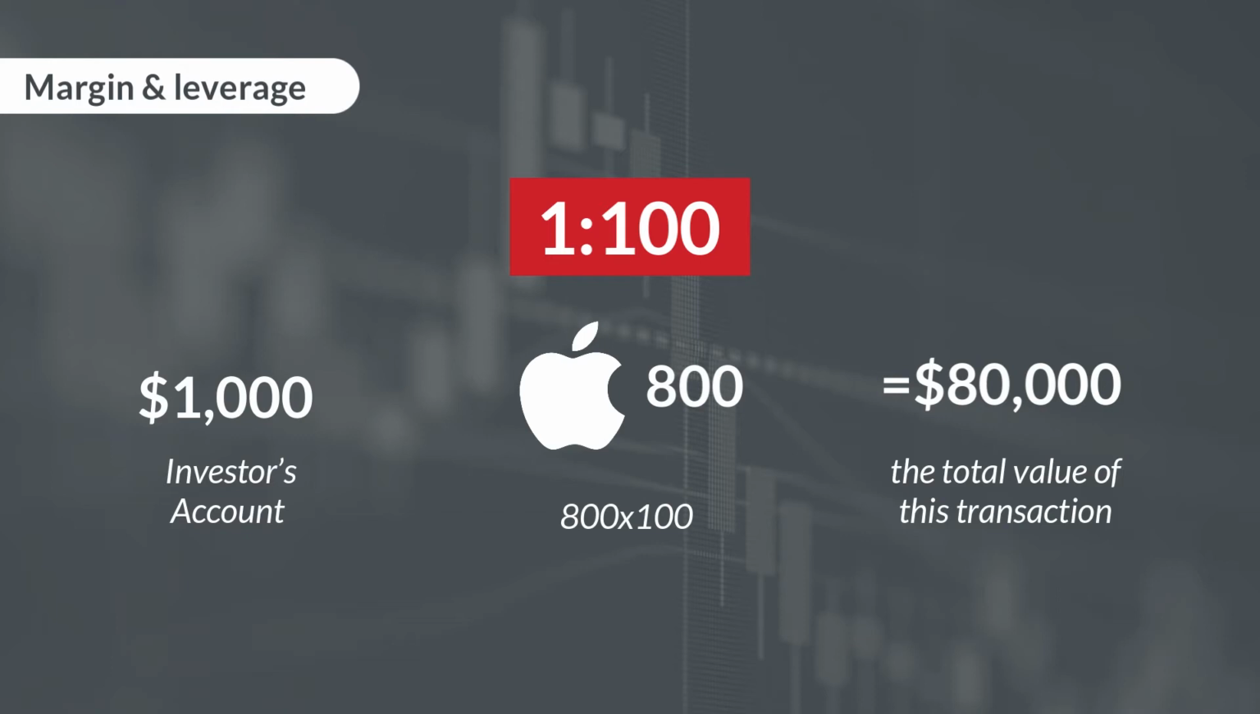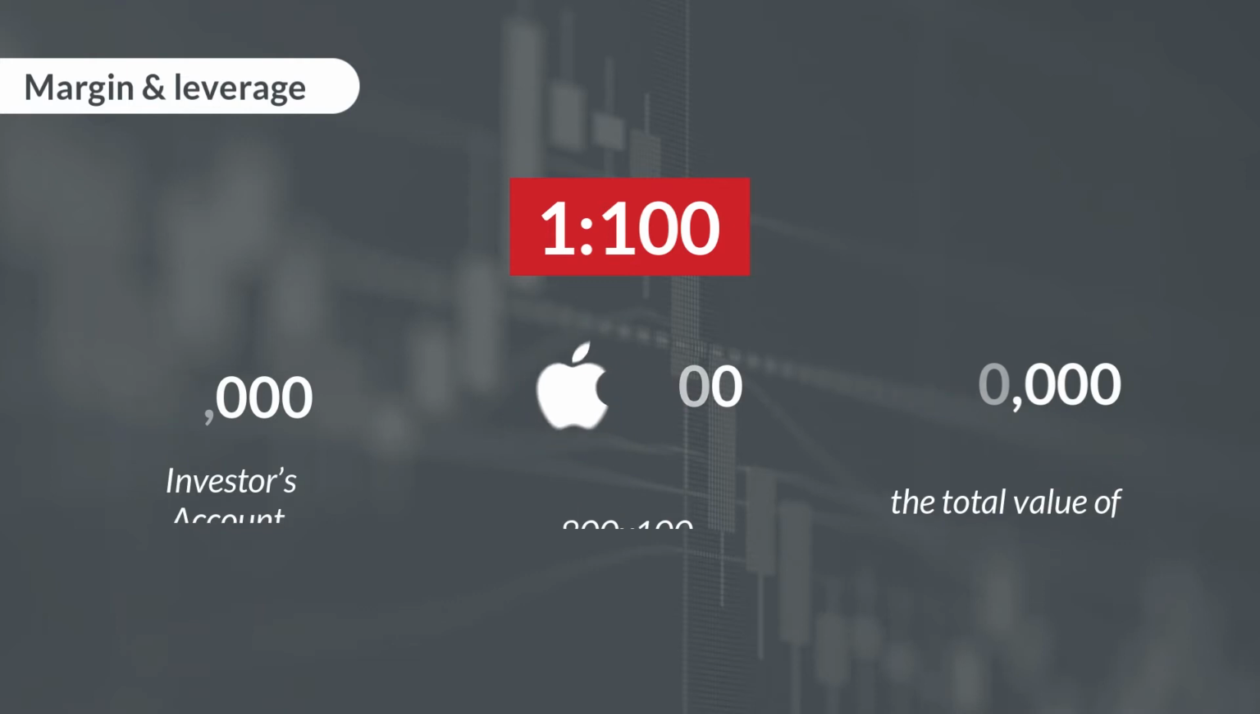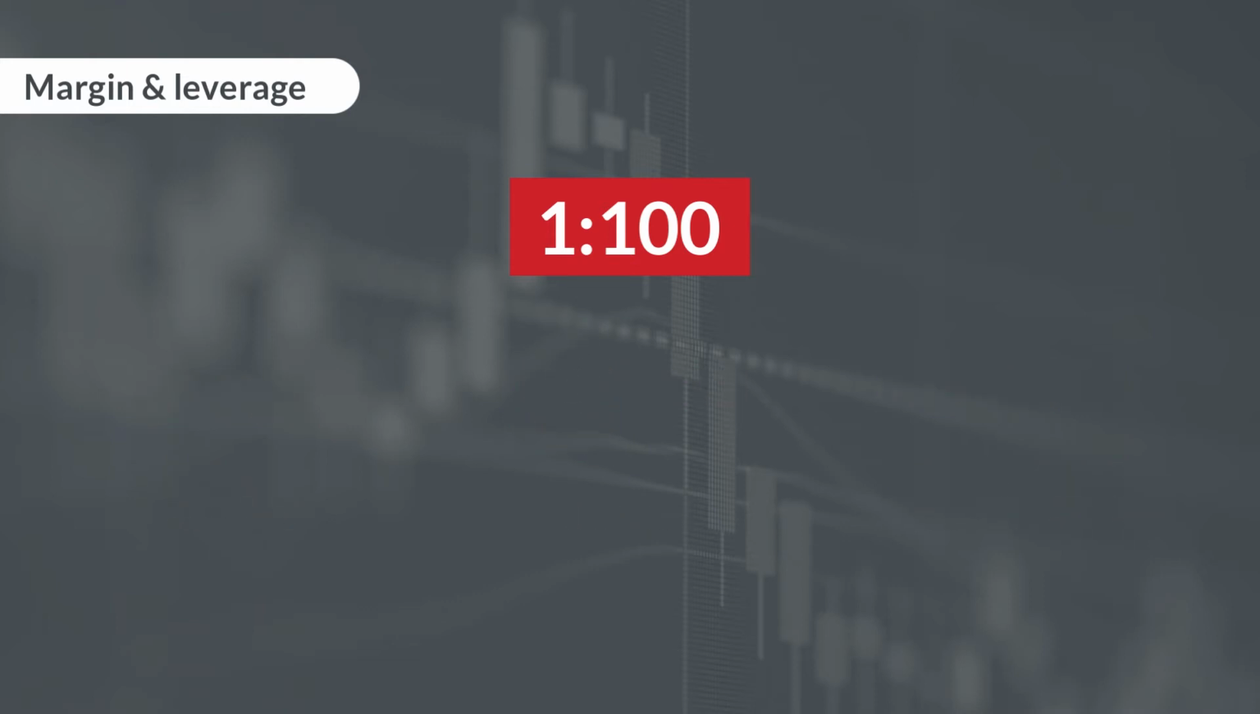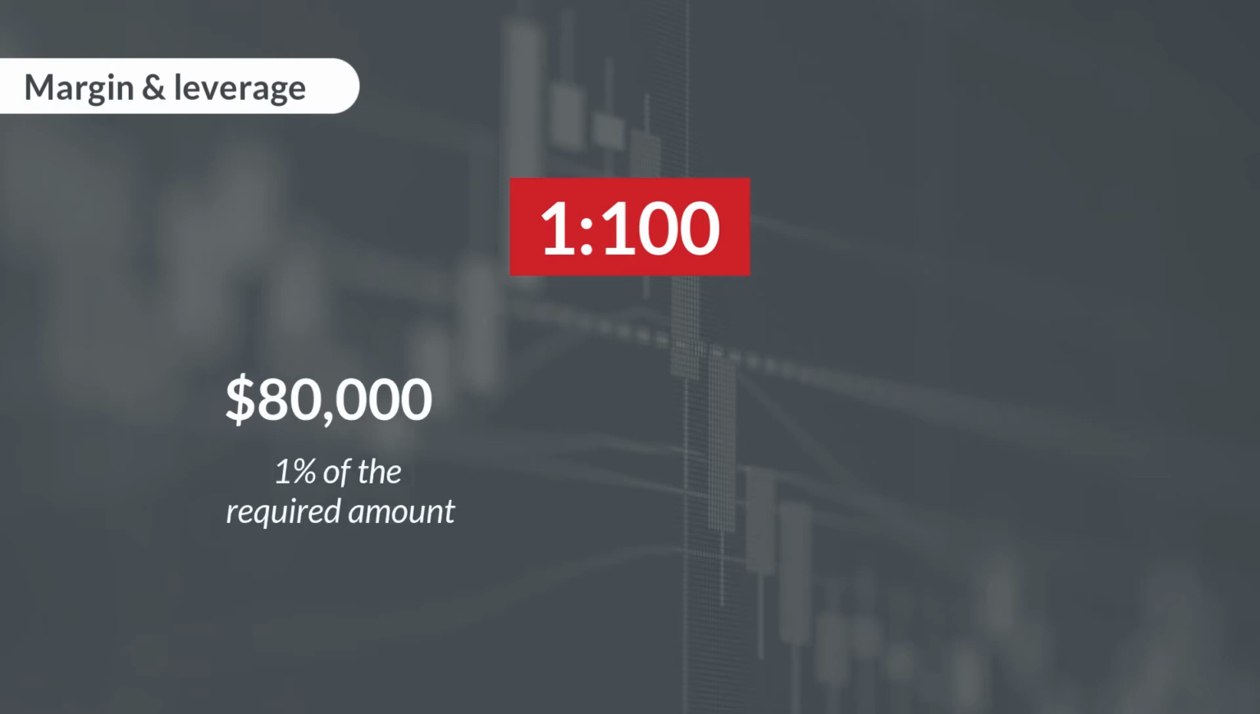So if they want to open this trade using only their own money, they will be unable to do so. But because of the leverage offered by the broker, this investor can open this trade by providing collateral that is only 1% of its total value. This is 1% of the total $80,000, which is only $800, an amount that is available in the investor's account.